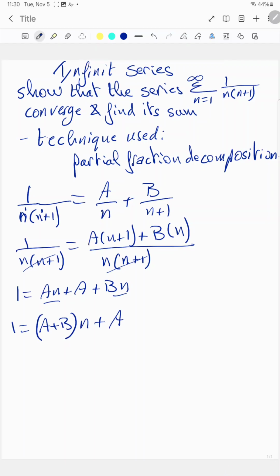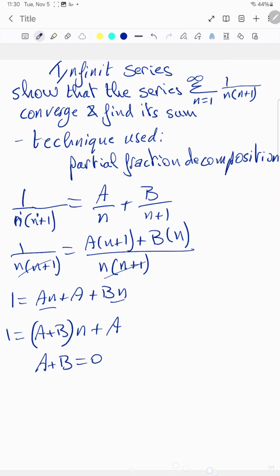And if I look on the left hand side of my equality, I don't have anything with a coefficient of n. That means my a plus b is equal to 0. The term that does not have a coefficient of n on the right hand side is a, and on the left hand side is 1. So my a is equal to 1. From that I can deduce that a is equal to minus b, and since a equals 1, my b is equal to minus 1. So I will highlight those, I will use them.